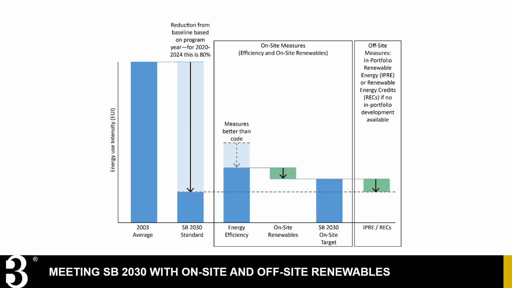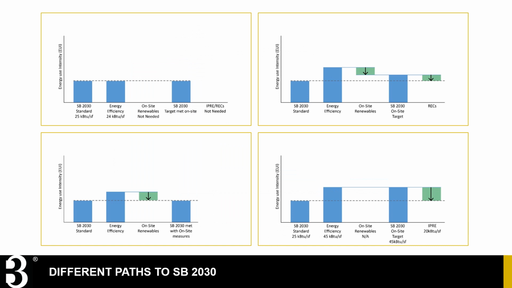This example project then uses a combination of beyond code efficiency measures and on-site renewables to get as close to the SB 2030 standard as possible cost effectively, represented by the 2030 on-site target. It then uses off-site renewables to get the rest of the way to the SB 2030 standard. Note that while in-portfolio renewables and RECs are shown here as combined, they are also separate levels in our hierarchy. In practice, though, we are seeing projects use one or the other of these strategies. They typically don't use both.